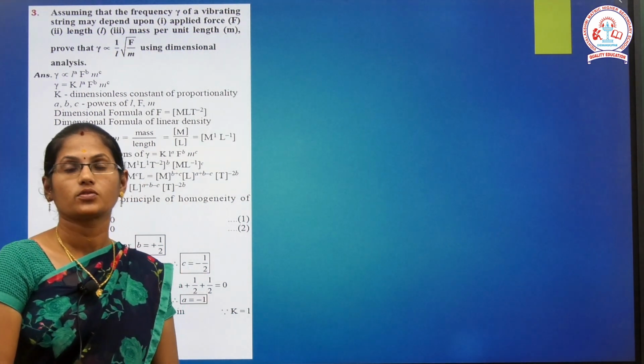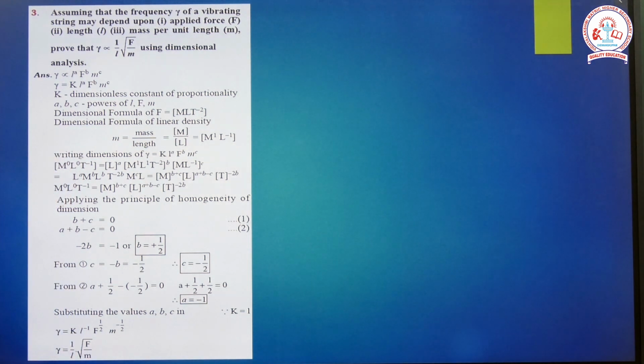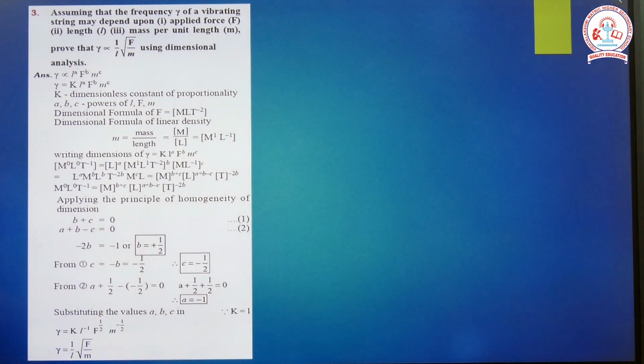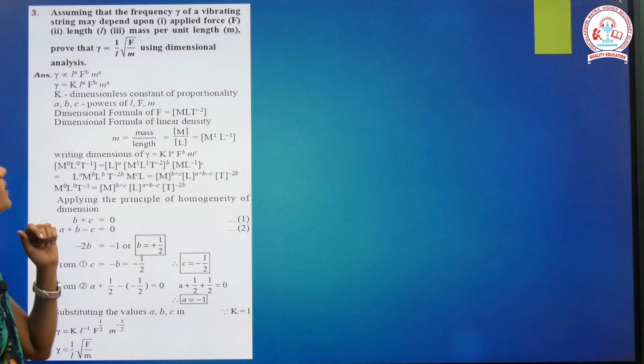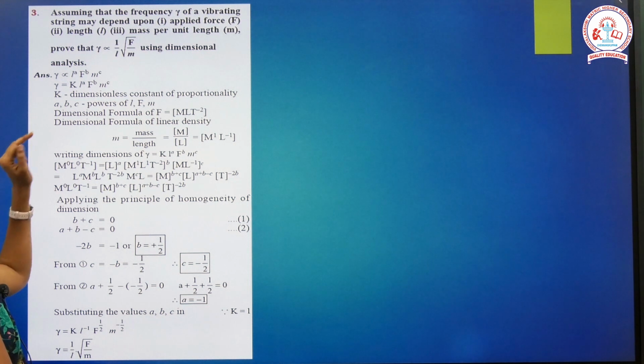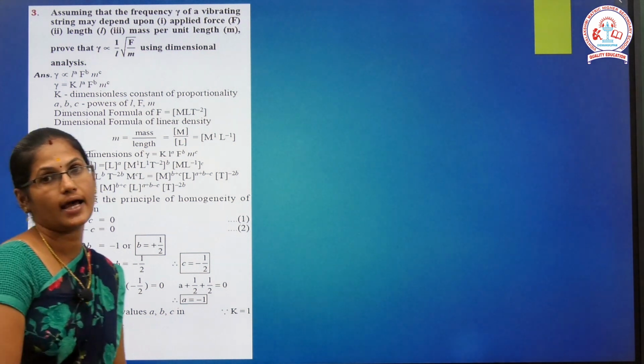The third problem. So what is the third problem? Assuming that the frequency gamma of a vibrating string may depend upon first the applied force, second the length, and third the mass per unit length, prove that gamma is directly proportional to 1 by L root of F by M using dimensional analysis.